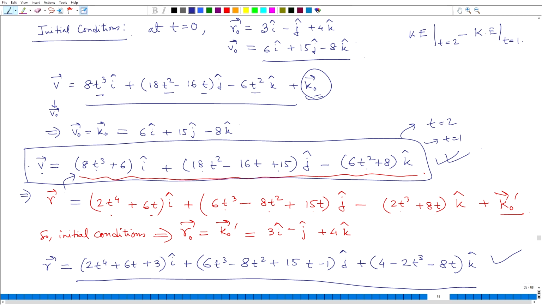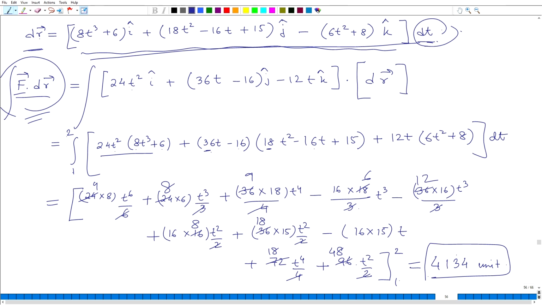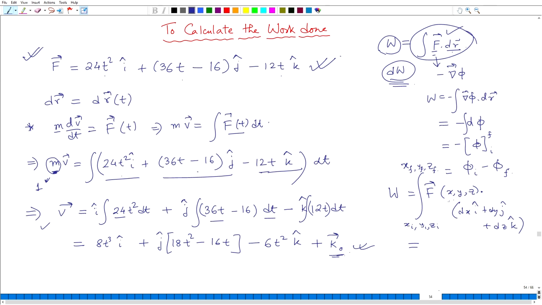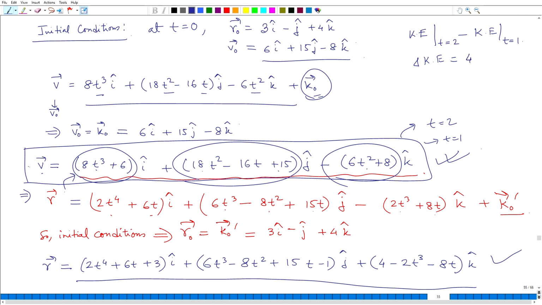Then for every V vector you can calculate the corresponding modulus squared, which will be the square of this part plus the square of this part plus the square of this part. If you do that, you can check that the delta of kinetic energy will be exactly equal to again this amount, 4134 units. There can always be a plus minus issue, depending on which difference you are taking.